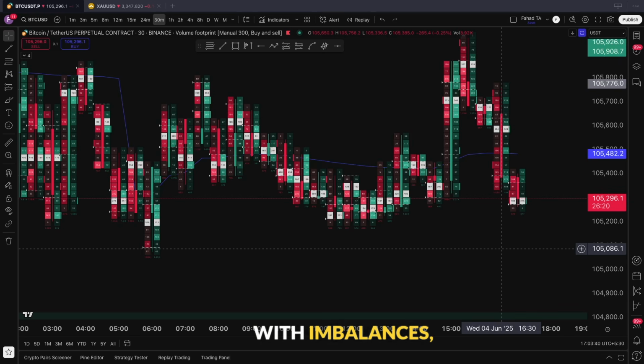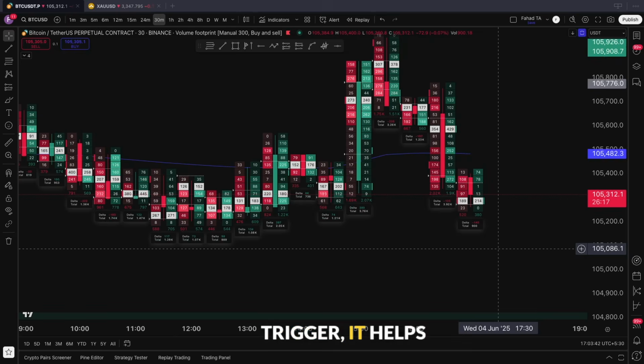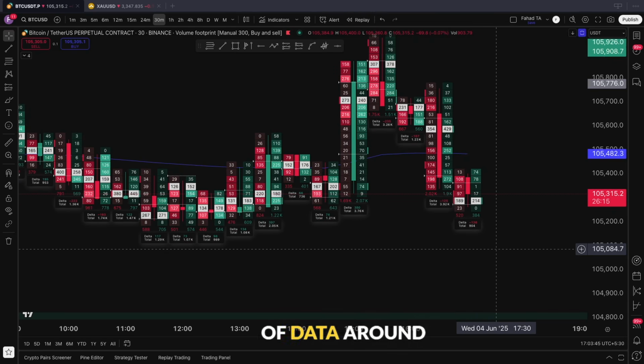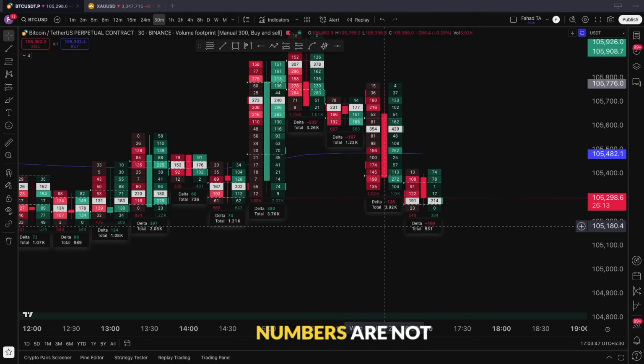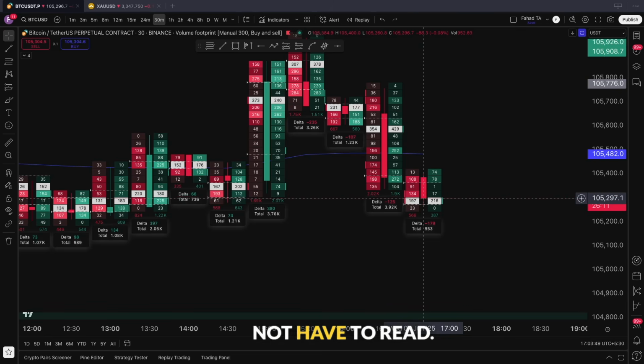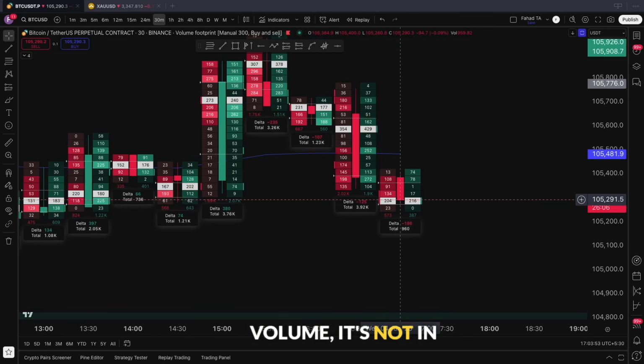All right. So that is another of the benefits of using volume footprint. It helps you with imbalances. It helps you with your entry trigger. It helps you with a lot of data around the market. Like if you see the numbers are not in millions, you do not have to trade. All right, so that's a quick tip. If you see the volume, it's not in millions, do not enter into a trade.